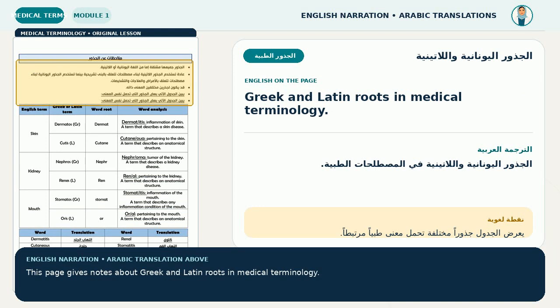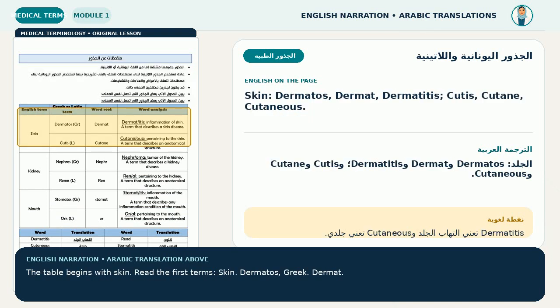This page gives notes about Greek and Latin roots in medical terminology. The table begins with skin. Dermatos, Greek. Dermat. Dermatitis, inflammation of the skin. Cutis, Latin. Cutane, cutaneous, pertaining to the skin. At the bottom of the page, dermatitis means inflammation of the skin, and cutaneous means related to the skin.